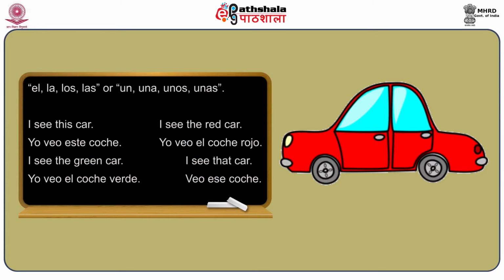For example, if I say I see this car, that is yo veo este coche. If I say I see the red car, that is yo veo el coche rojo. So the meaning of these two sentences is more or less same, that is that I am seeing a car. Same way, I see that car will be veo ese coche. And if I say I see the green car, it will be in Spanish yo veo el coche verde.